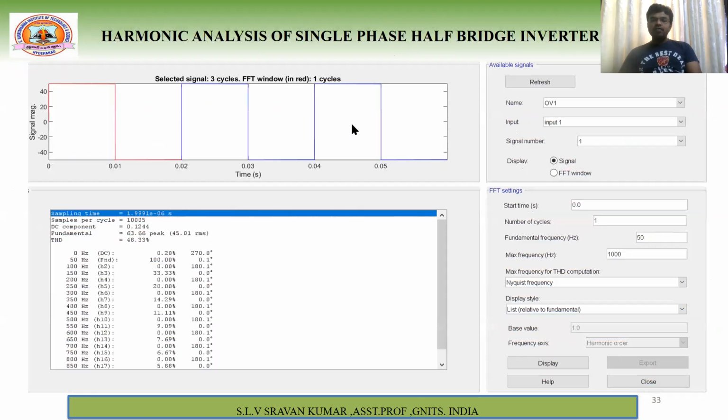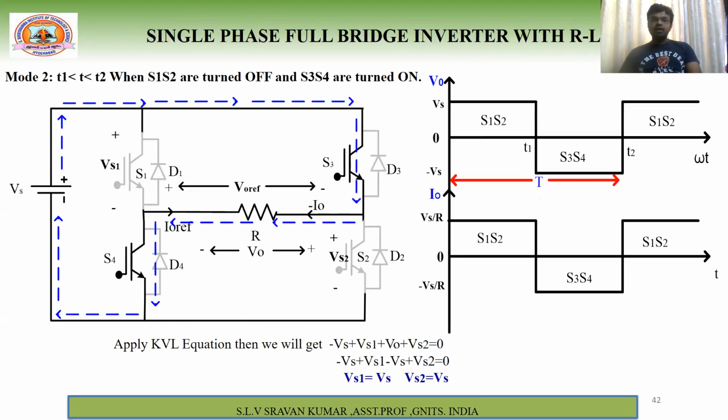And coming to the full bridge inverter for R load, what we are seeing here is the output voltage is equal to Vs and the switch voltage is also equal to Vs. There is no ambiguity when you are designing this inverter. So this is the important point we have to consider, and this is the advantage we can say. Vs1 is equal to Vs, Vs2 is equal to Vs, which is a big advantage compared to the half bridge inverter. In the half bridge inverter, the output voltage is Vs by 2, but the switch voltage is Vs. Whereas in the case of the full bridge inverter, V0 is equal to Vs, and your Vs1 is also Vs. That is the advantage compared to your half bridge inverter.